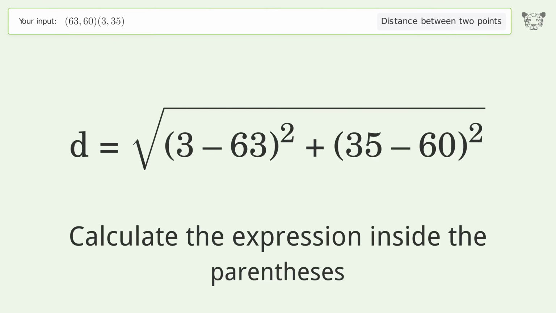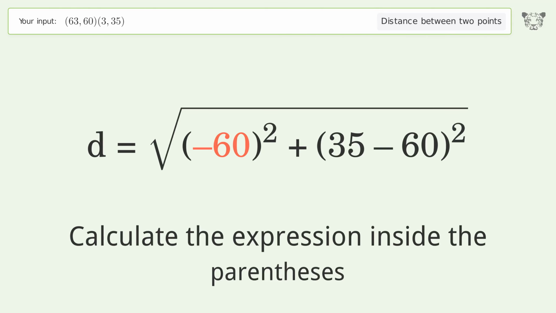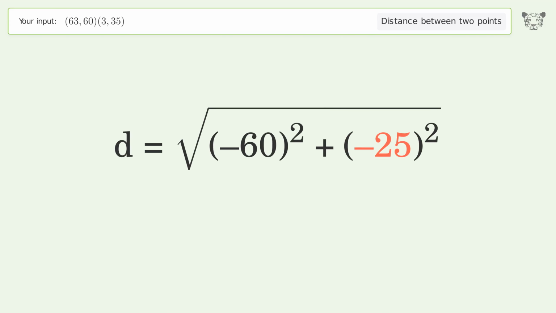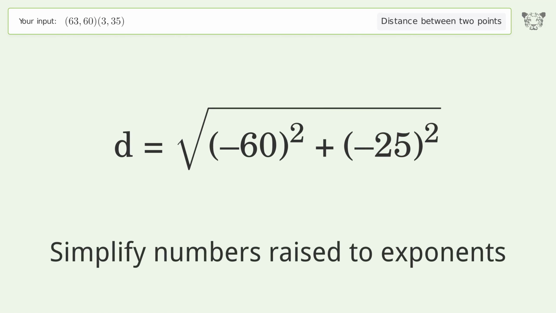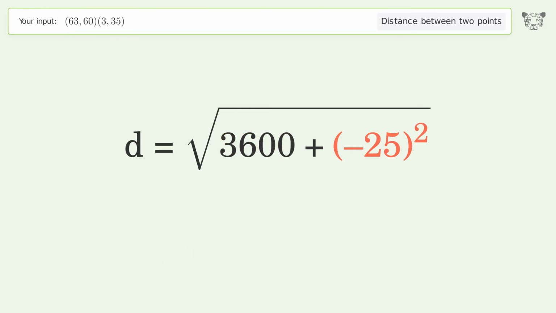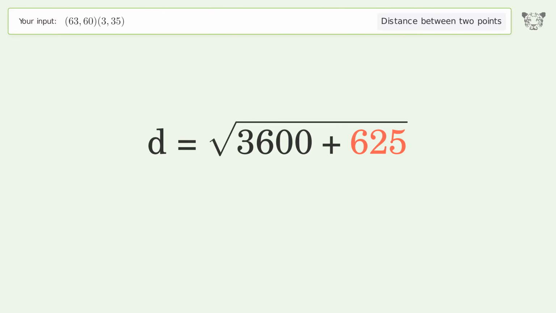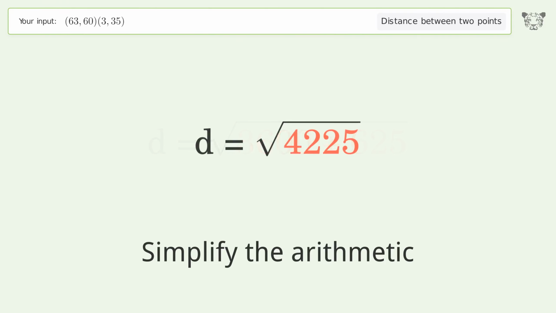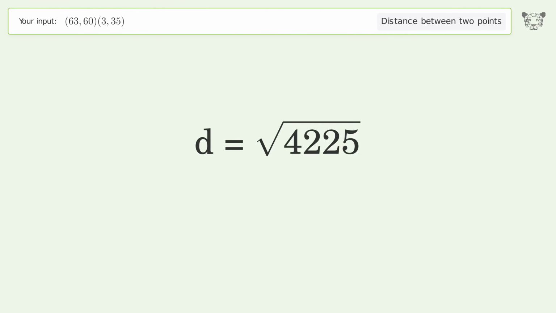Calculate the expression inside the parentheses. Simplify numbers raised to exponents. Simplify the arithmetic. And so the distance between the 2 points is the square root of 4,225 or 65.